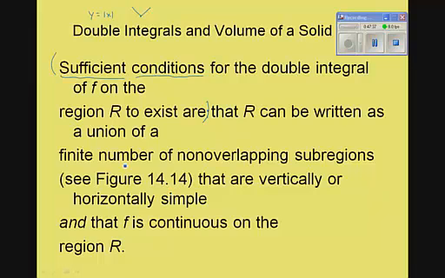Now, sufficient conditions. This means, hey guys, if you know all this coming up, then the double integral will exist. Okay? So what's the if? If R can be written as a union of a finite number of non-overlapping subregions that are vertically or horizontally simple, so there's something I have to define, and you also need f to be continuous on the region R. Wow, that's a lot.